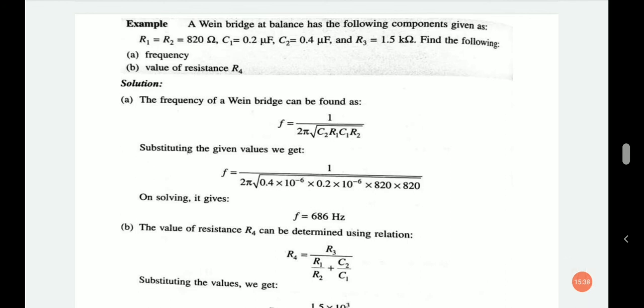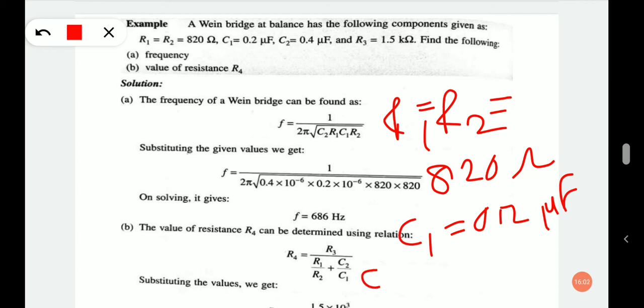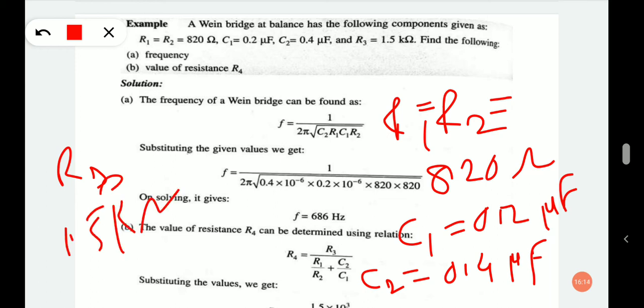So a Wien bridge at balance has the following components given. R1 and R2 both are given as 820 ohm. C1 is given as 0.2 microfarad. C2 is given as 0.4 microfarad, and R3 is given as 1.5 kilo ohm. Here we have to find the frequency and the value of resistance R4.